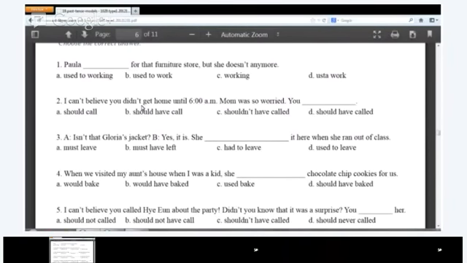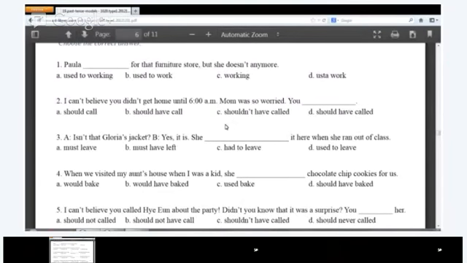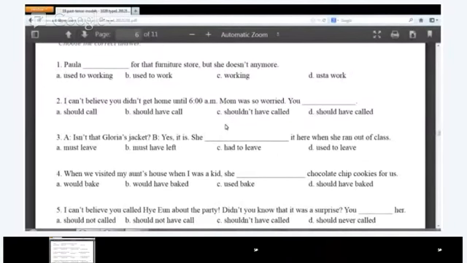I can't believe you didn't get home until 6 a.m. Mom was so worried. You should have called. You should have called her. Should have called. Yeah, and you can add that pronoun in there, saying you should have called her. Okay. Now, just because we were talking about usta, instead of saying you should have, you should have called her.